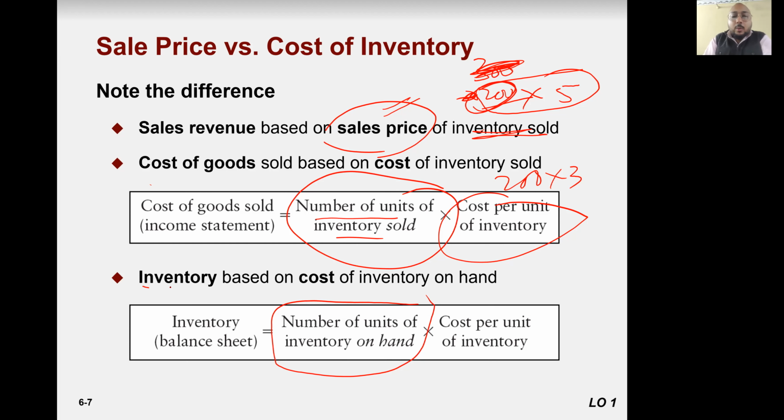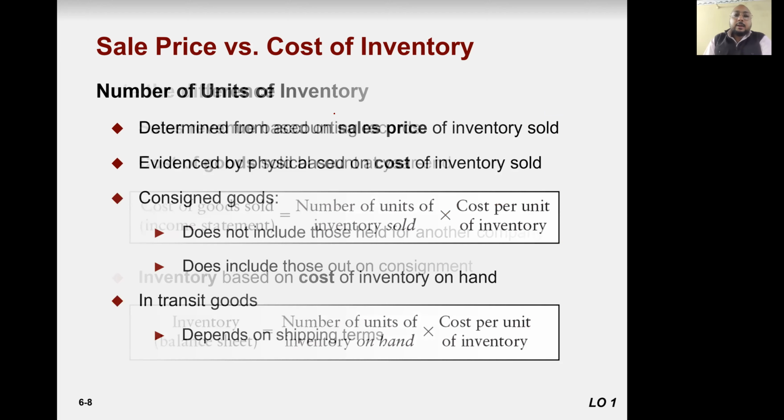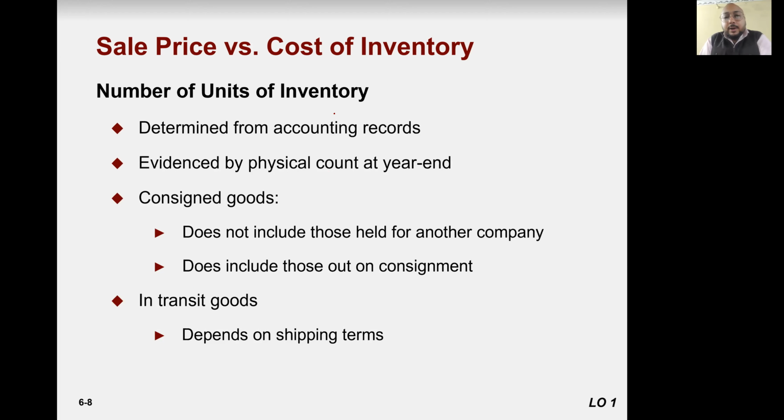All right. And now what is left for inventory? Remember, number of units of inventory on hand. So left after selling, how many units? Then multiply by the cost of inventory. So per unit cost for cost of goods sold and inventory is the same. The only difference is sale price. So sale price will be under selling. All right. So the number of units of inventory is determined from the accounting records.